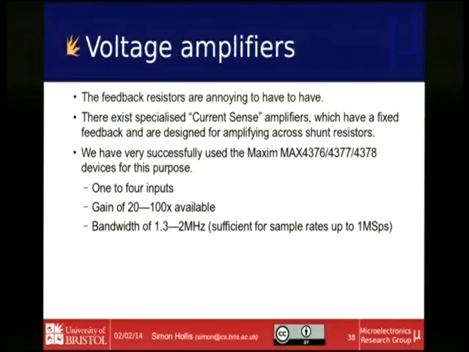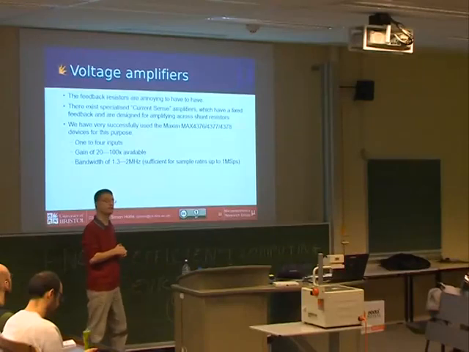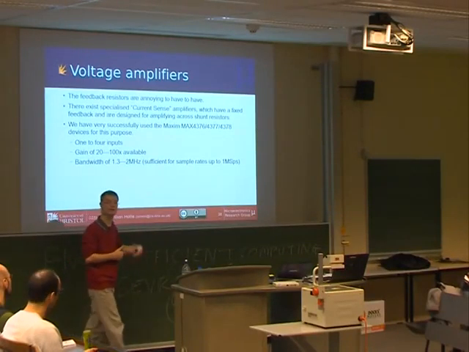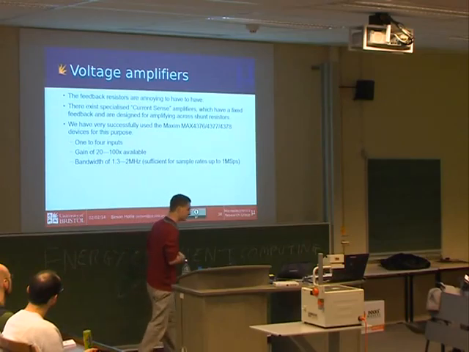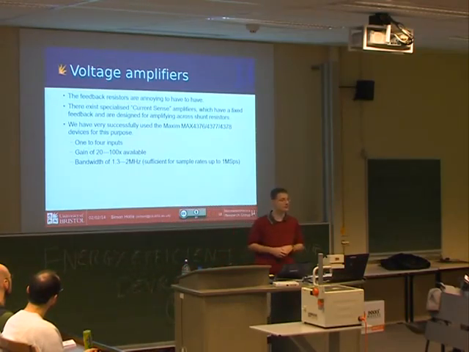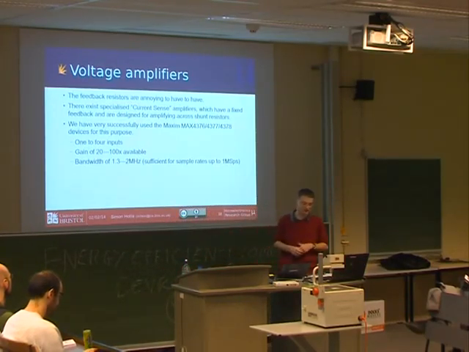So you can actually buy off the shelf dedicated current sense amplifiers. They're designed exactly for this application across the resistor, and they have fixed amplification. There is indeed one that gives 50 times amplification. We use one from Maxim. They produce a range of these devices with calibrated ranges, and with one or four different differential inputs. So you can measure up to four power supplies at once, and that's what I set our boards up to do. It's a relatively expensive chip, but it's nice and neat.